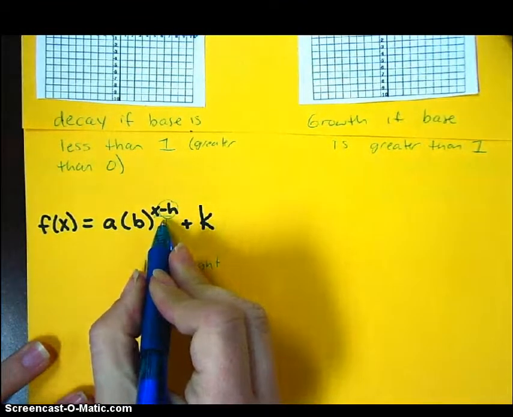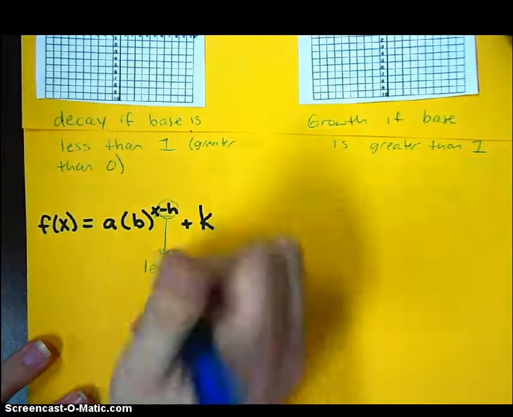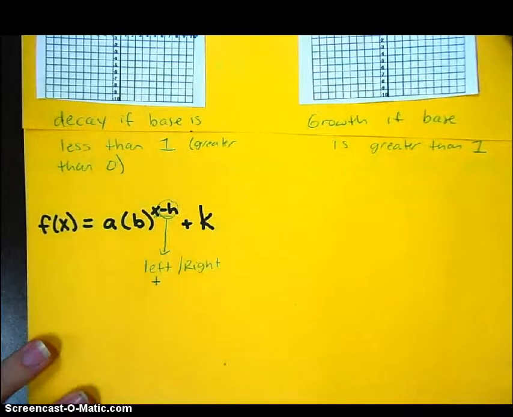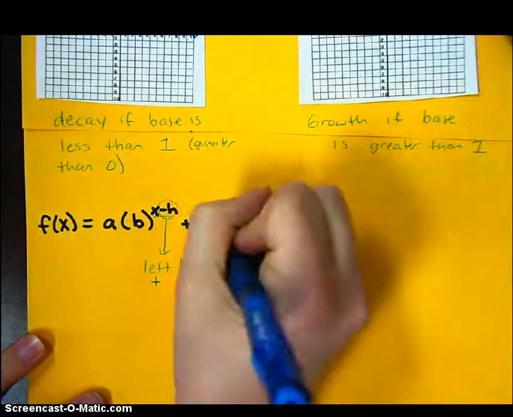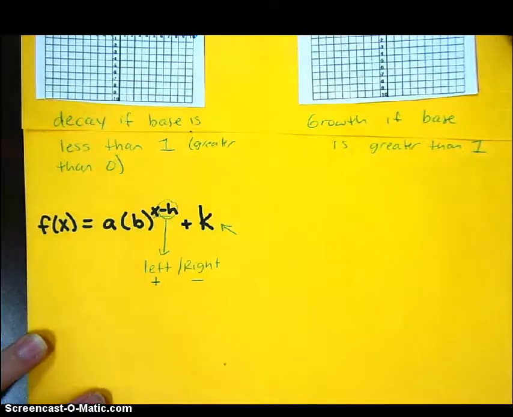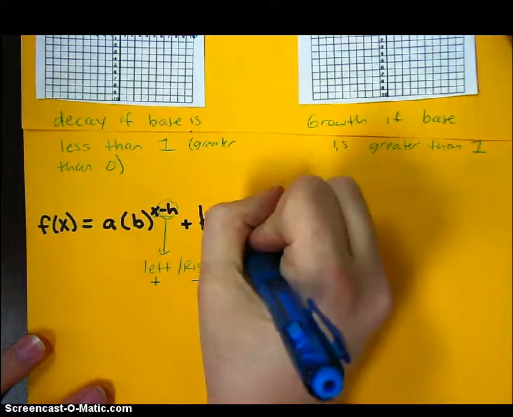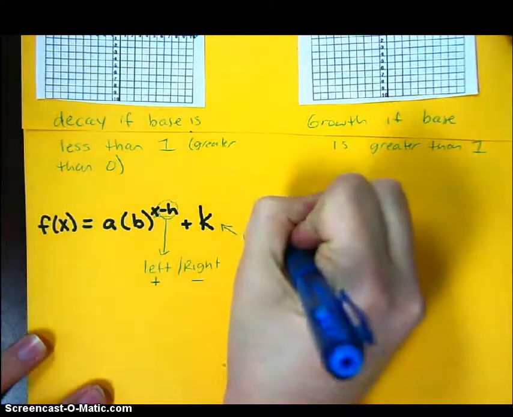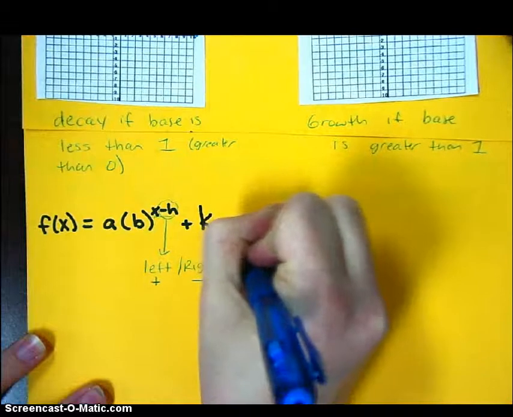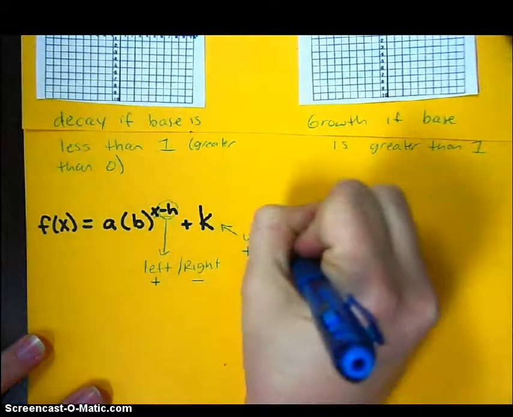It's always opposite of our intuition. So it's going to go left when we have a positive h value, or when it's x plus something. It'll go right when we have x minus something. Our k value, when it's being added or subtracted out to the right hand side, not in your exponent, just out to the side, that's going to shift it up or down with your intuition. So up if it's positive, down if it's negative.